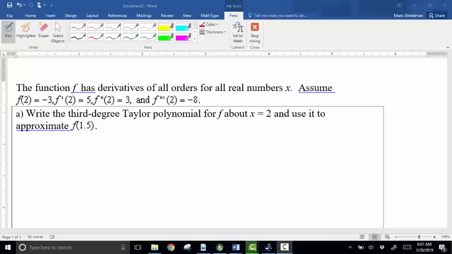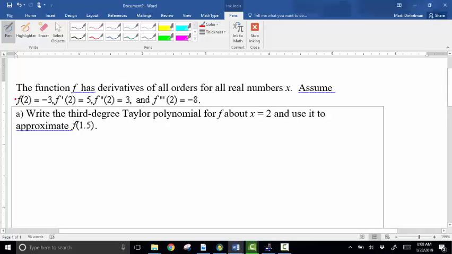This is number 9, the free response on the Chapter 11 Part 2 exam. This is the calculator one. And the first thing they're asking us to do is to write the third degree polynomial, giving us all the coefficients basically up at the top, and then to use that to approximate what's going on at 1.5. So that's when we'll need our calculator.